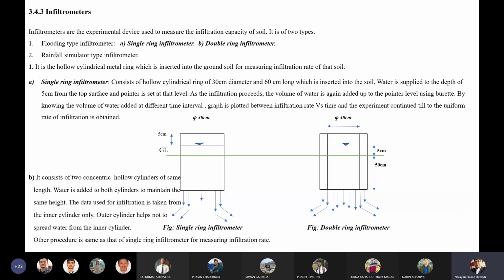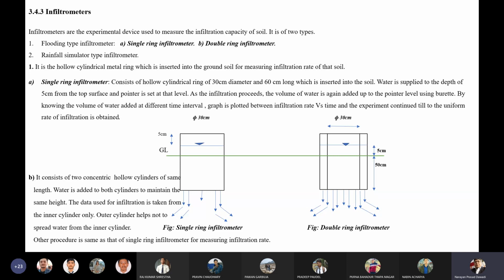So with the help of the quantity of water added into the infiltrometer, that is calculated, and the time of adding water is also calculated, accordingly the rate of infiltration is calculated. This is the single ring infiltrometer. In the single ring infiltrometer, water seeps into the ground through the vertical movement of the water as shown in the figure. But from the outside of the cylinder, the water may seep or spread towards the outer edges of the soil.